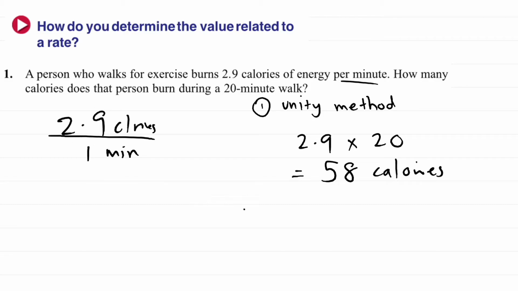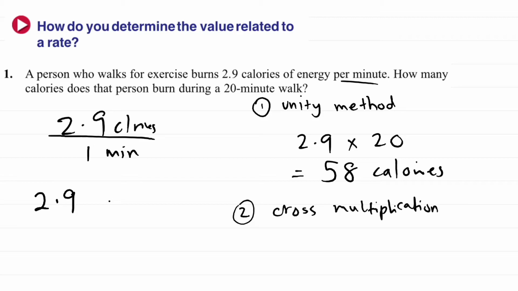Now, the second method, again, we are going to use cross multiplication. Before we do this, we need to write the equation. A person who walks for exercise burns 2.9 calories in 1 minute. Now you want to find how many calories burned in 20 minutes. So this one also you put x.